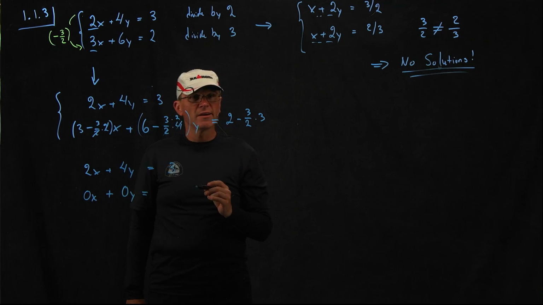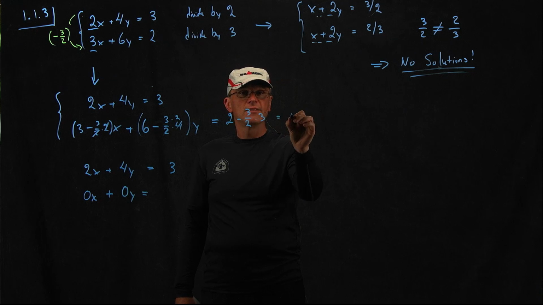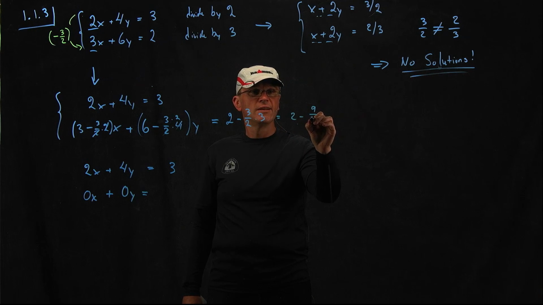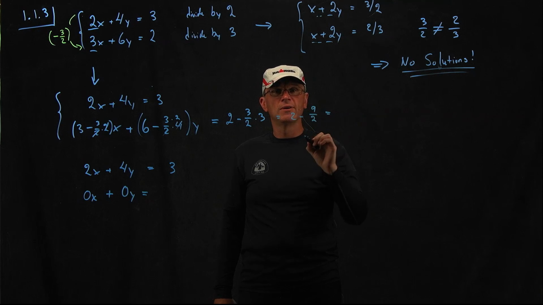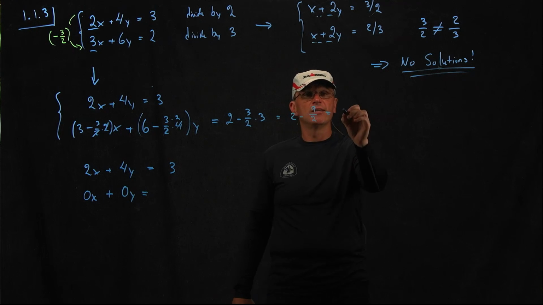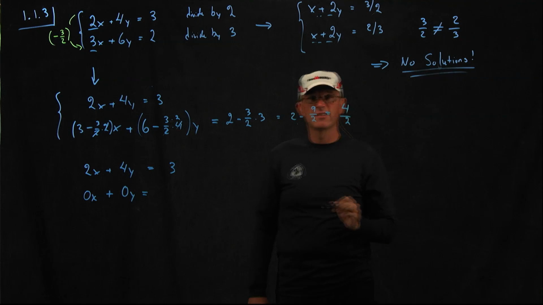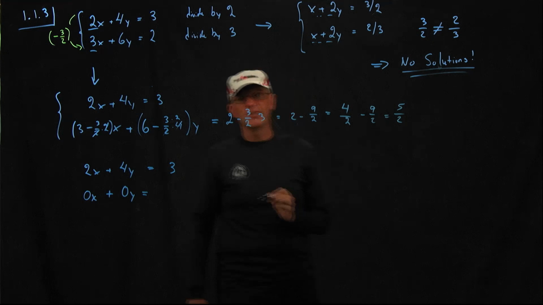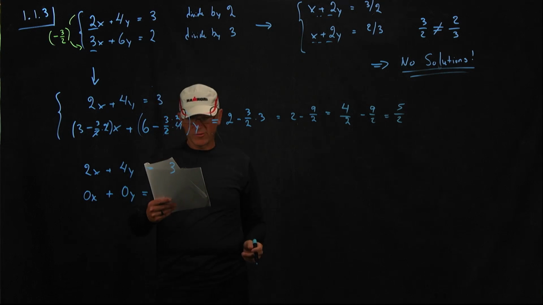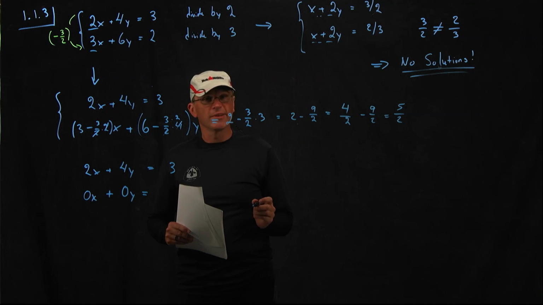And over here, what do we have? We have 2 minus 9/2. And if we write 2 as 4/2 minus 9/2, then we have 5/2. Hopefully I got that right. Bottom line is that that's something non-zero, right?